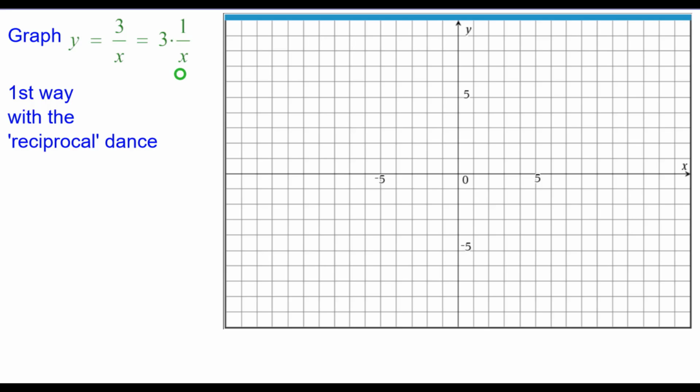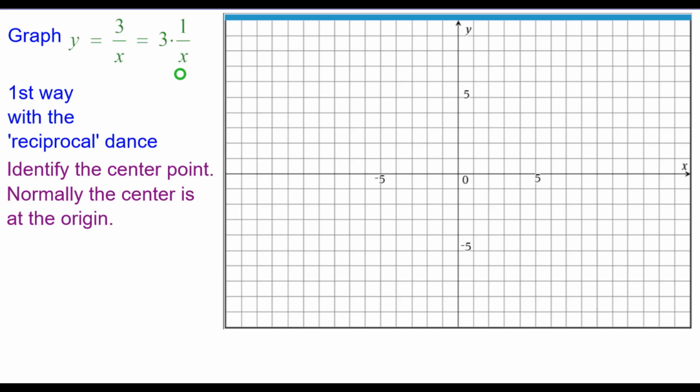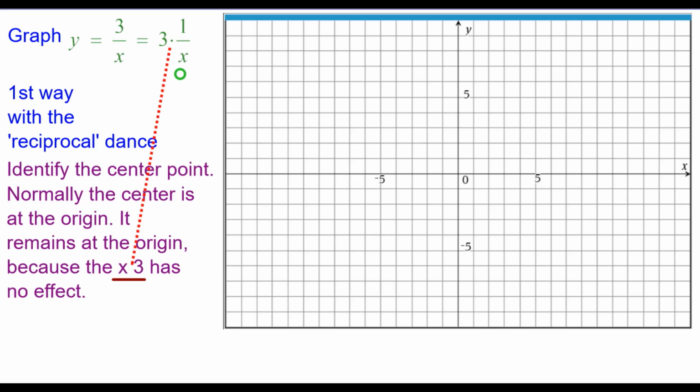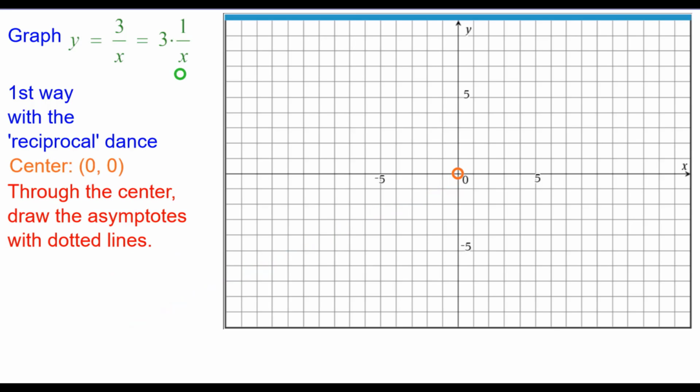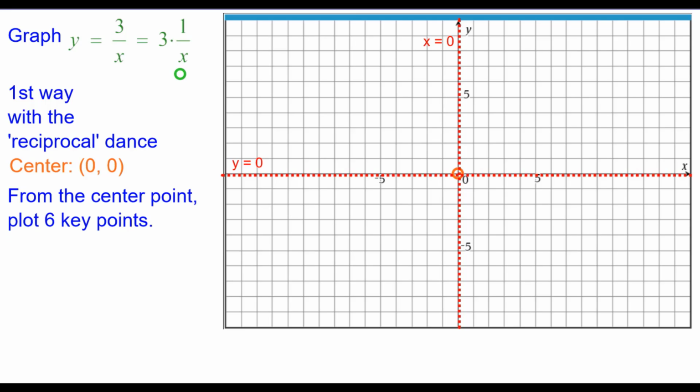The first way is with what we call the reciprocal dance. So we're going to identify the center point, which is normally the origin, and it remains at the origin at this one because the times 3 has no effect on that. So the center is going to be at 0, 0. Through the center, let's draw the asymptotes with dotted lines. So we need the x-axis and the y-axis, also unaffected by the 3.